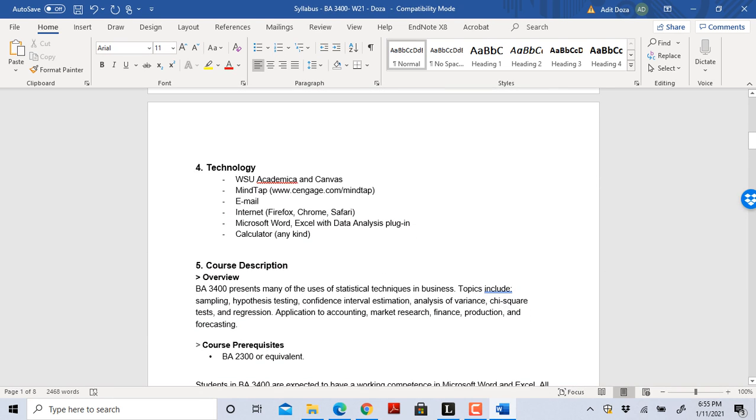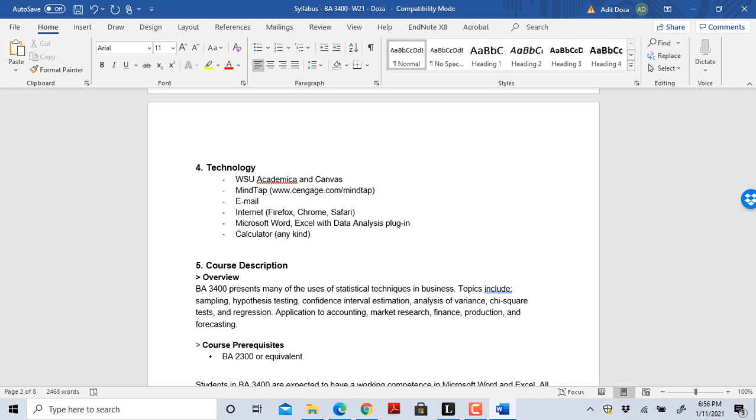For technology, you would need Academica, Mindtap, which is the Cengage, your email, Internet, Microsoft Word, and Excel with the data analysis tool pack. You would need this because for the Mindtap homework, we need to do the Excel problems. You also need a calculator, any scientific calculator would do.